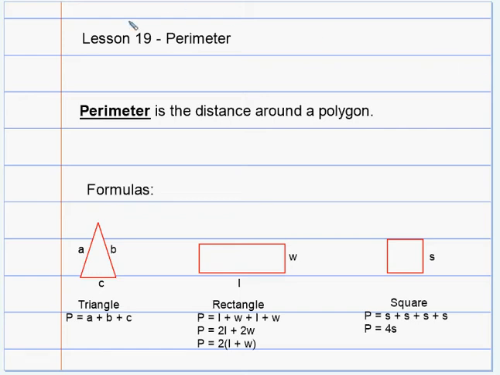Hi class, this is course 2, lesson 19 on perimeter.